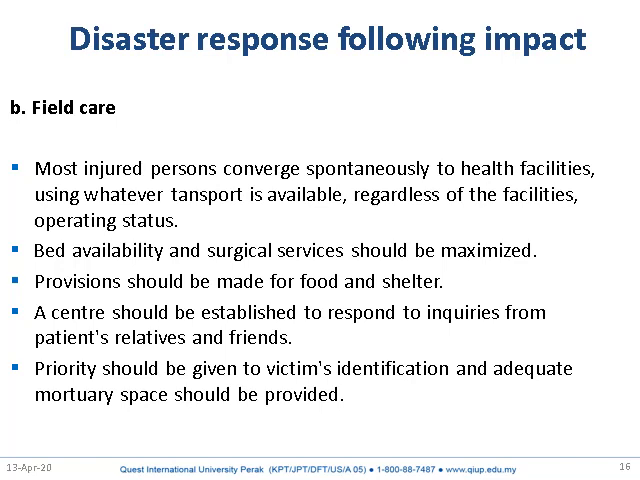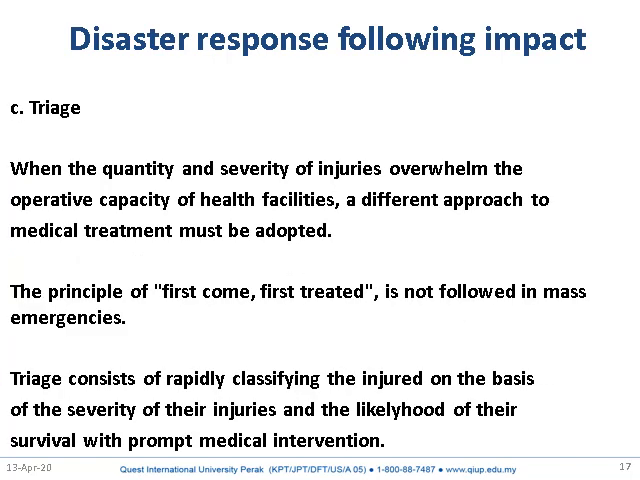Priority should be given to victims' identification and a mortuary space. There may be so many dead people, so there should be space for identification, so relatives can come and have a look and see who is there. And a mortuary space also should be provided. This is field care. Then triage.